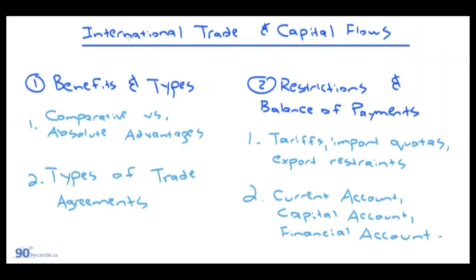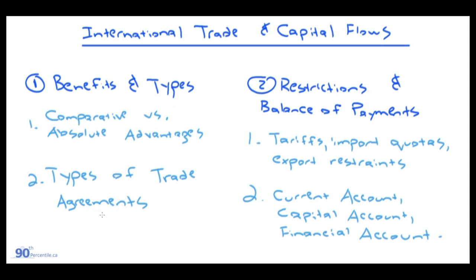For this learning module, we're talking about international trade and capital flows. Once again, pretty quick module, not too many end of chapter questions. Questions are relatively simple, not quant heavy, but regardless, the main two topics we're going to talk about are the benefits of international trade and the types of trade agreements that are in place. Whether or not a country can benefit from international trade is going to depend on its comparative and absolute advantage in producing the good, and the types of trade agreements that we can have.